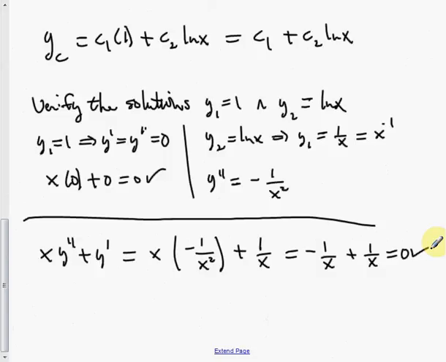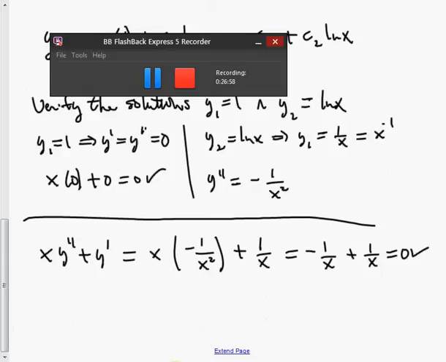Question? Let me give an introduction to 4.3. It won't take long. It's very short.